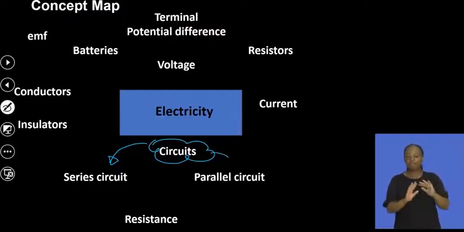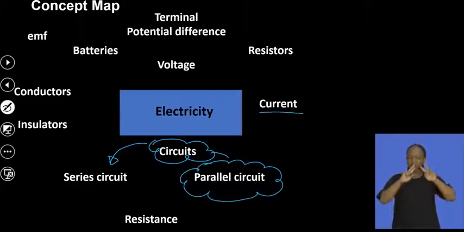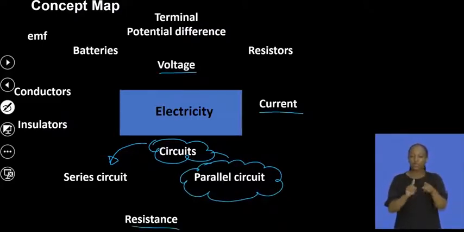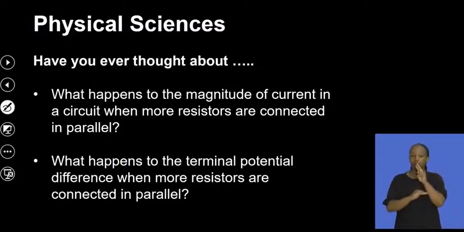But today our focus will be on the parallel circuit. We want to investigate how it affects the magnitude of current and voltage as well as resistance if we keep on adding resistors in parallel. The thinking that is going to guide our discussion is: what exactly happens to the magnitude of current in a circuit when more resistors are connected in parallel?